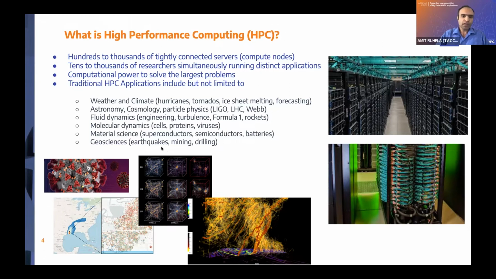Then there are applications for the design of semiconductors, which study the materials required for those semiconductors. And then there are battery designs, which come under materials science. Lastly, there are earthquake applications, studying earthquake characteristics, and looking at mining and drilling for oil and gas expeditions.